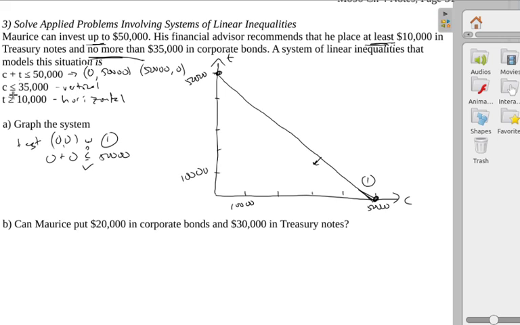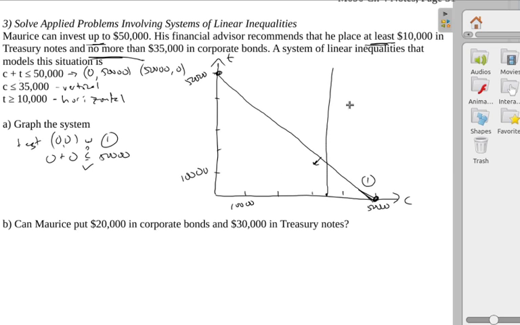The second line, C should be less than or equal to 35,000. Well, 10, 20, 30. 35,000 is right here. And like I said, this is a vertical line, so our line looks something like this. Let me redraw that. Nice thing about doing this digitally is I can just undo. Testing the origin with line 2, I get 0 is less than or equal to 35,000. That's a true statement. So the origin satisfies this inequality as well, so I'll shade on that side of that line.